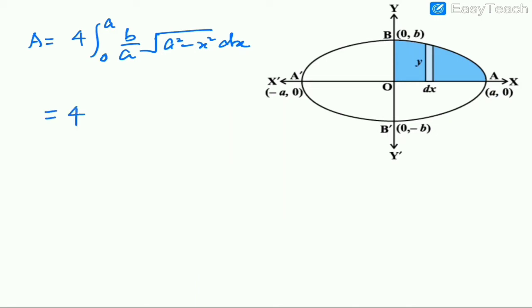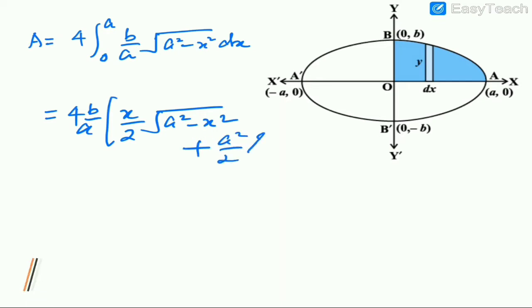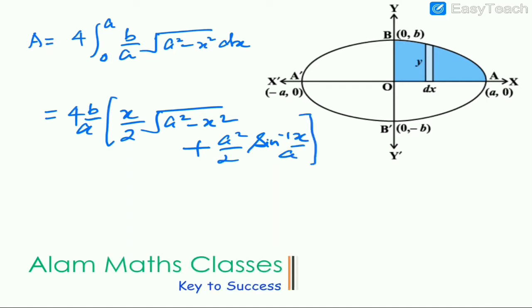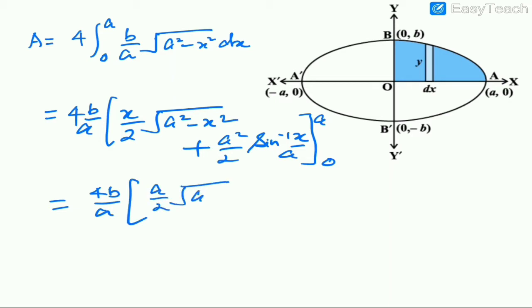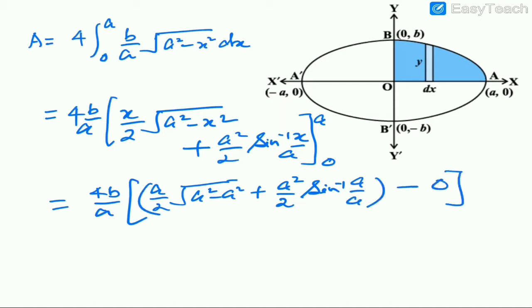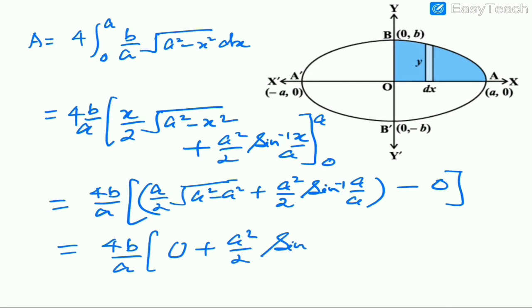So after integrating, we may write 4 times b by a within bracket x by 2 root a square minus x square plus a square by 2 sine inverse x upon a in the limit from 0 to a. Now putting the limits, we have 4 times b upon a by 2 square root a square minus a square and plus a square by 2 sine inverse a by a. This is the upper limit, then the value of the lower limit is 0. So simplifying, we get 4b upon a, this first term is 0, plus a square by 2 sine inverse 1, and the sine inverse 1 is pi by 2.